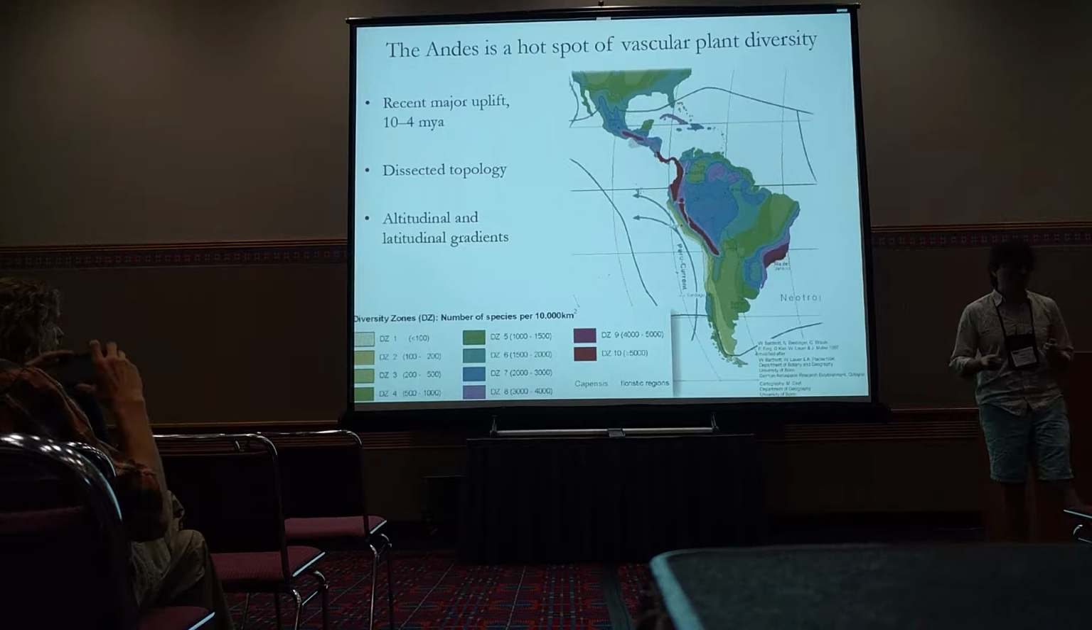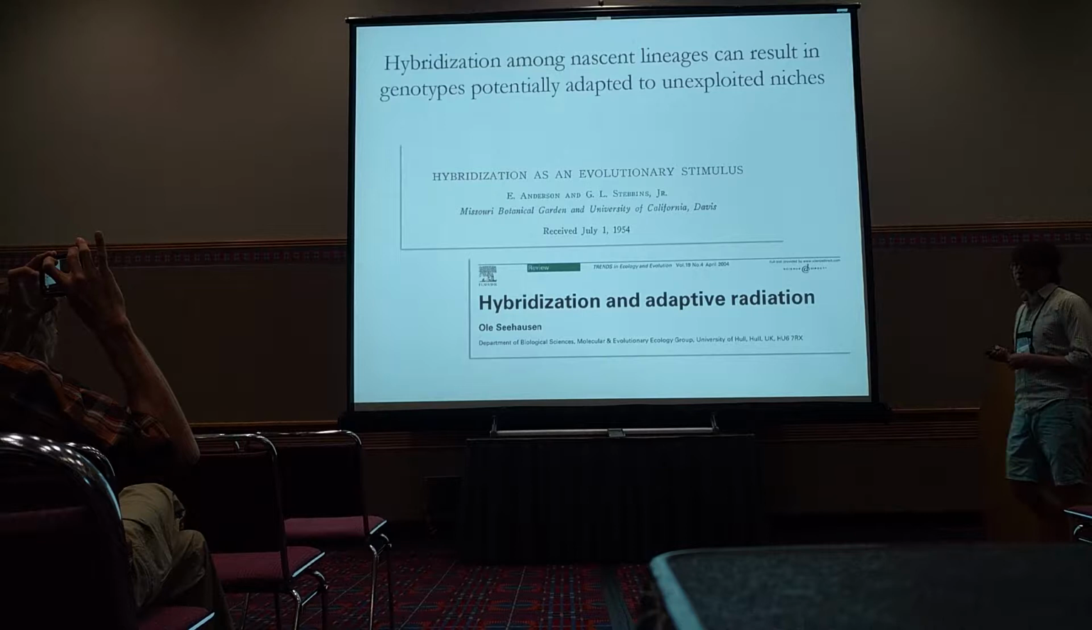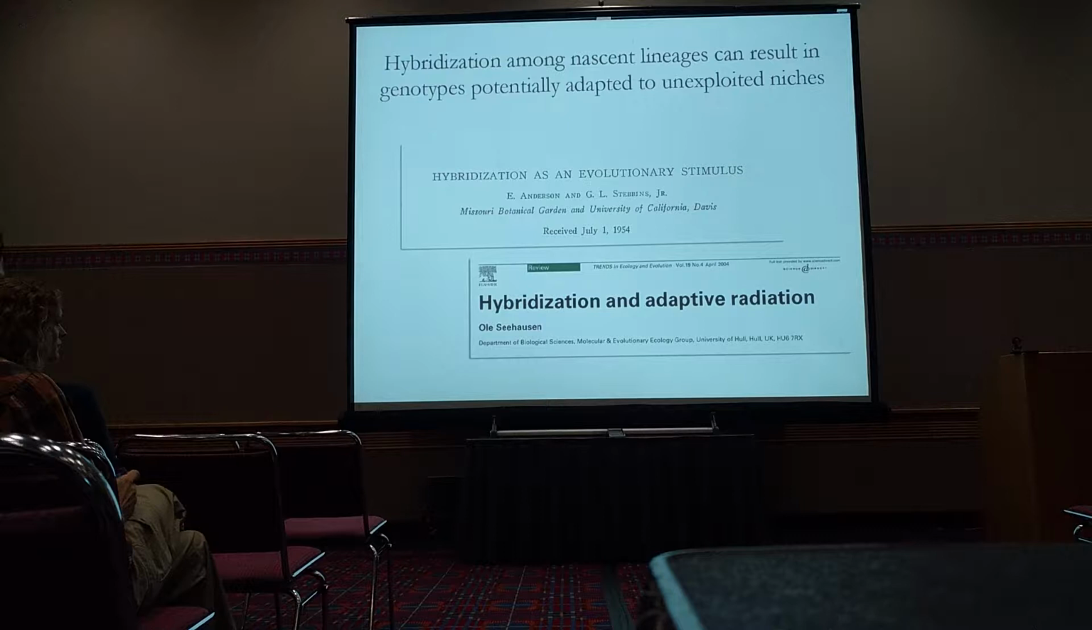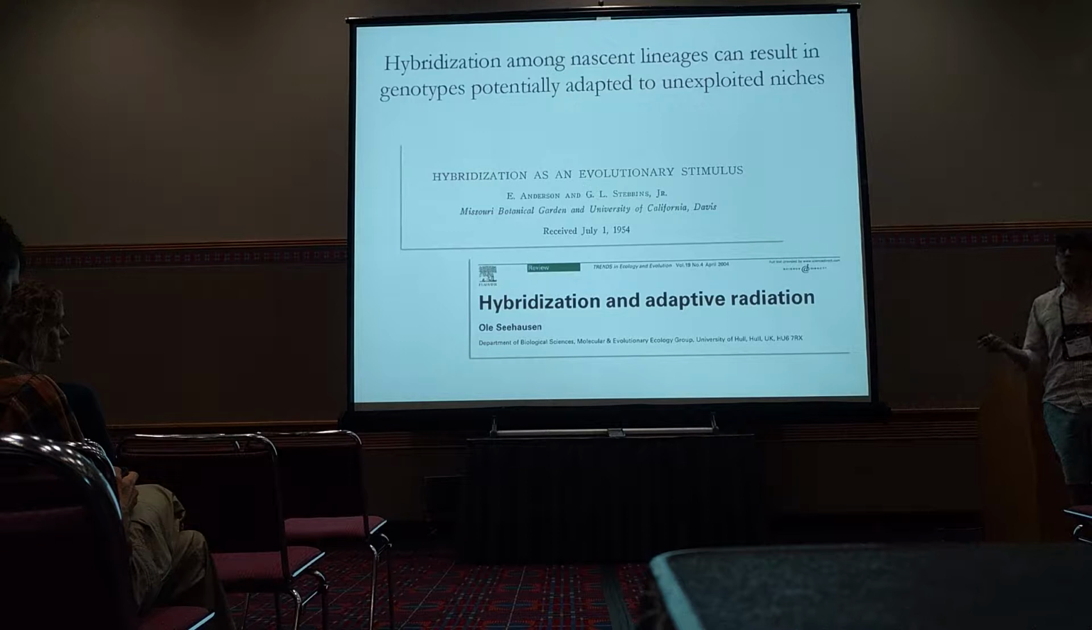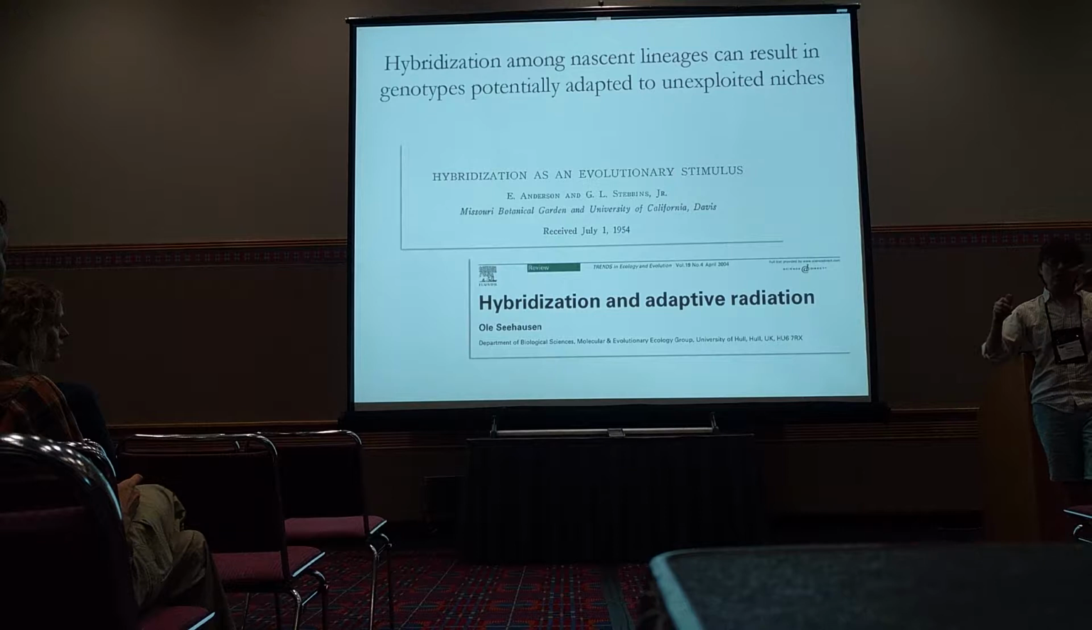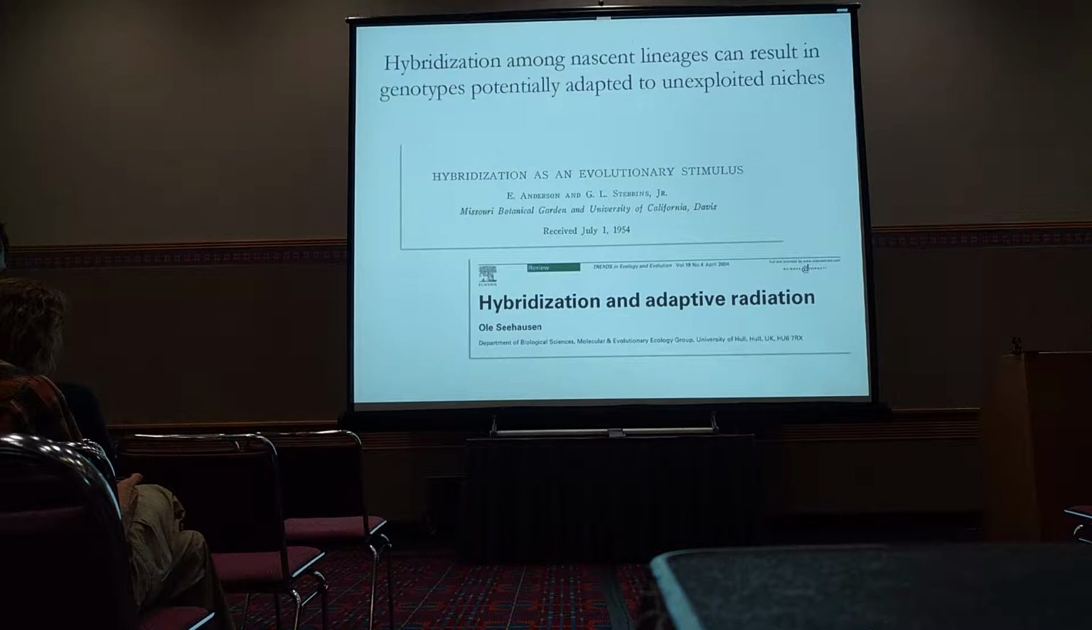But it has also been proposed that hybridization could potentially affect rapid diversification, because you can have two different lineages adapted to two different niche spaces, and if they hybridize, they're going to produce a lineage that is located in an intermediate space. I believe this is a process that is probably happening in mountains, where you have all this altitudinal gradient and latitudinal gradient. So I wanted to test for hybridization in a recent Andean diversification.